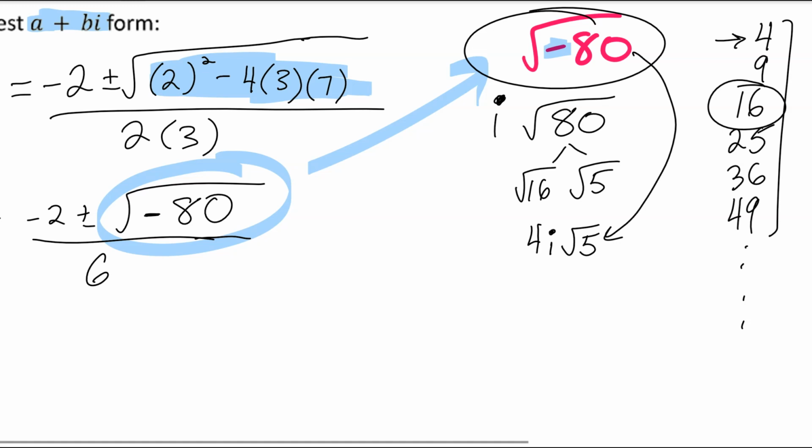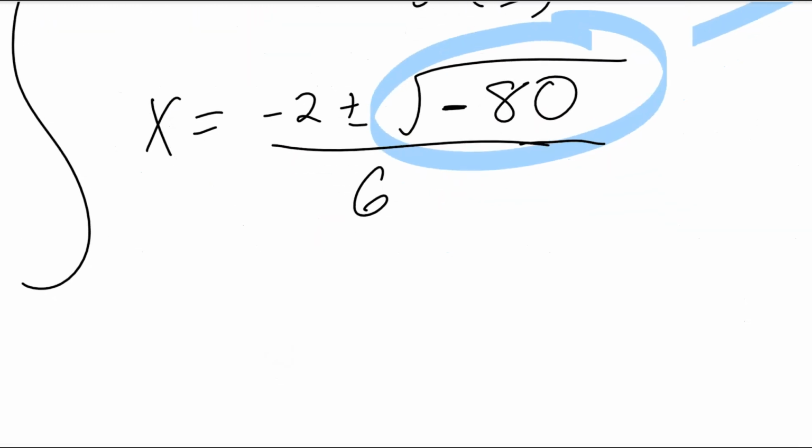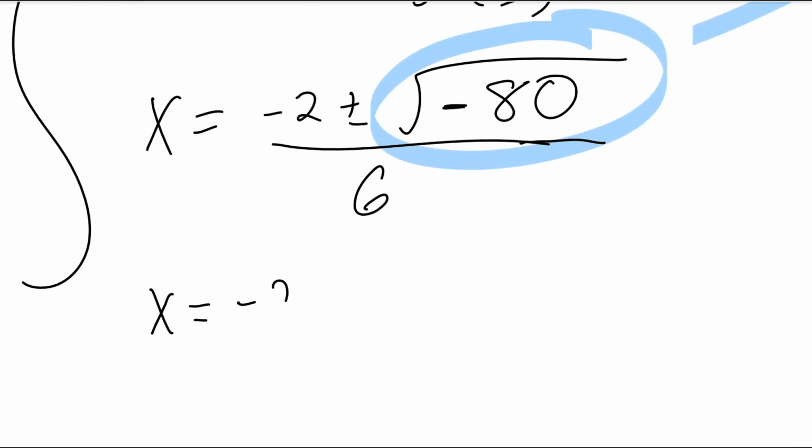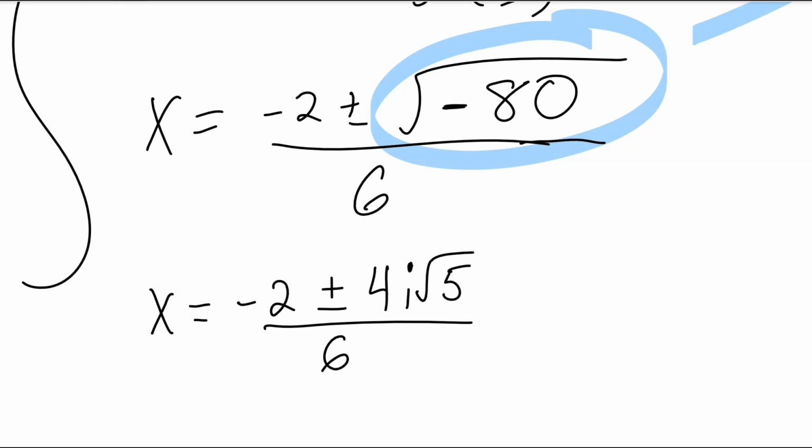It doesn't matter what order you multiply these things in. I know it says a plus bi form, but if you put the i at the end, sometimes it looks like maybe it's underneath the radical. So I always put the i in between the number outside the radical and the number inside the radical. So here's what we currently have. We've got x equals negative 2 plus or minus, and then we simplified radical negative 80 to 4i radical 5, divided by 6. And I want to see what else I could simplify here.